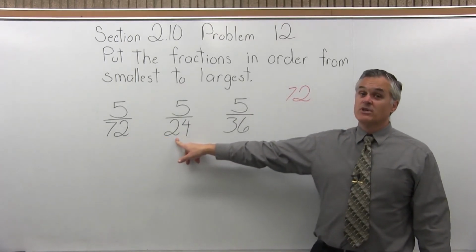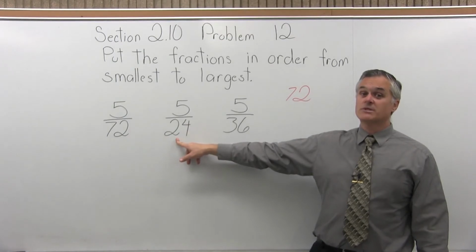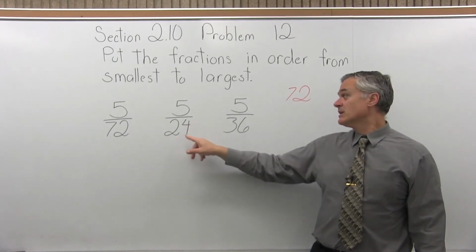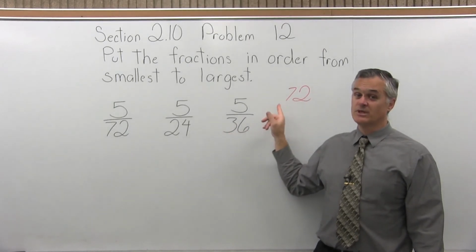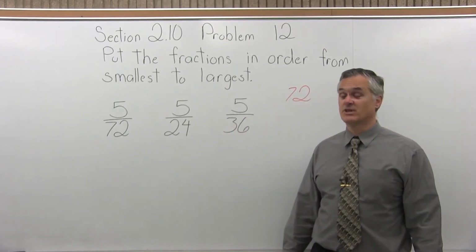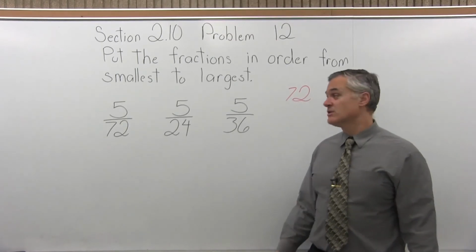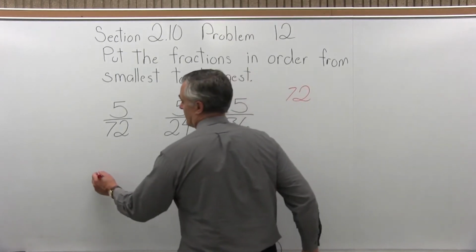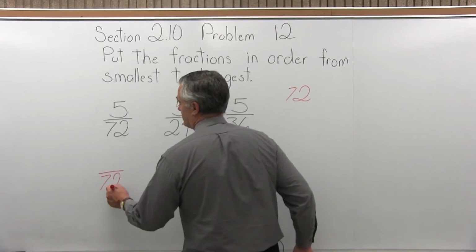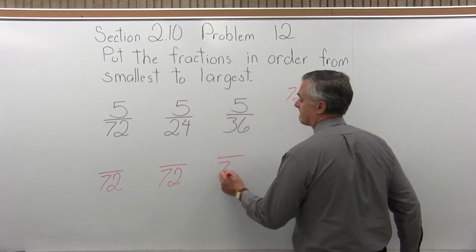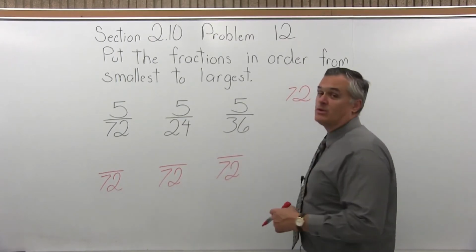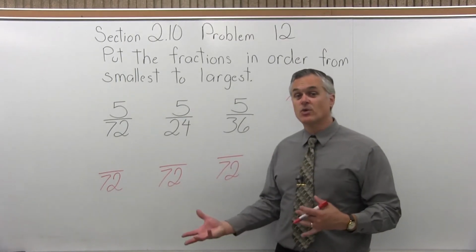24 divides into 72 evenly also. 24 times 3 is 72. 36 also divides into 72 evenly. 36 times 2 is 72. So 72 is a good common denominator. So let's make all the denominators 72, and then figure out what the numerators would have to be in order to make equivalent fractions.